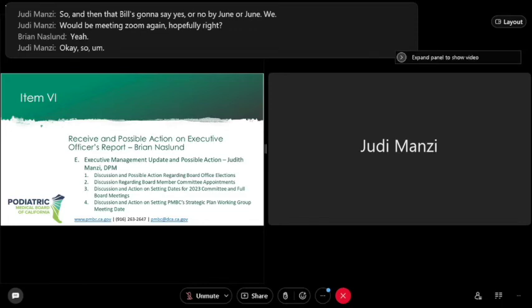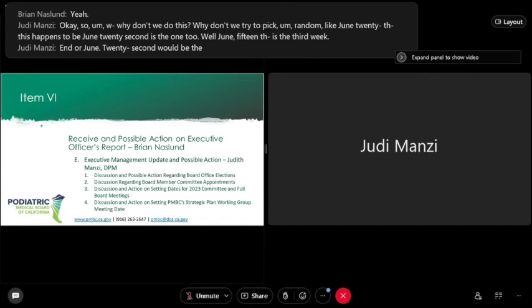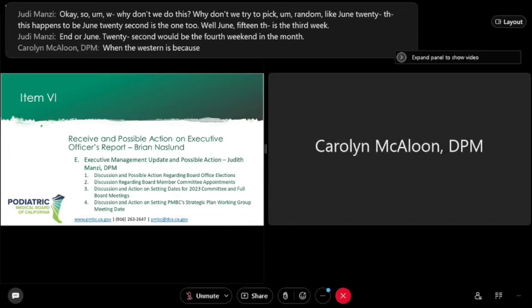So why don't we do this? Why don't we try to pick a random date, like June 15th is the third weekend, or June 22nd would be the fourth weekend in the month. You have to figure out when the Western is, because I won't be able to do this meeting during the Western. That's true. I don't know if we have the date yet for the Western.